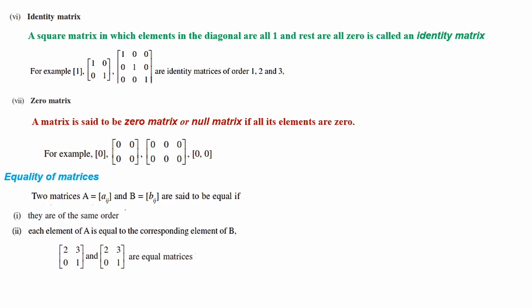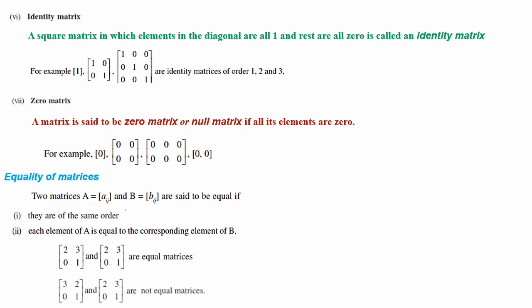For example, matrix [2, 3; 0, 1] and matrix [2, 3; 0, 1] are equal matrices. First we will check the first condition. It is of the same order. This is 2 by 2, 2 rows, 2 columns. This also 2 rows, 2 columns. So they are of the same order. Next, each element of A is equal to the corresponding element of B. This is first row, first element is 2. Here also first row, first element is 2. First row, second element is 3, and here also 3. Then second row, first element is 0, here also 0. Second row, second element is 1, here also 1. So these two matrices are equal.